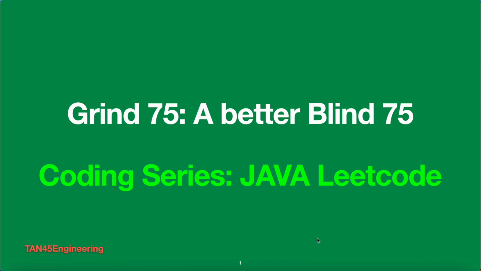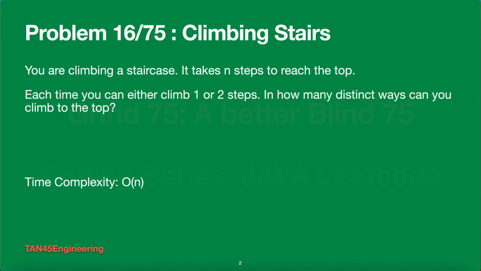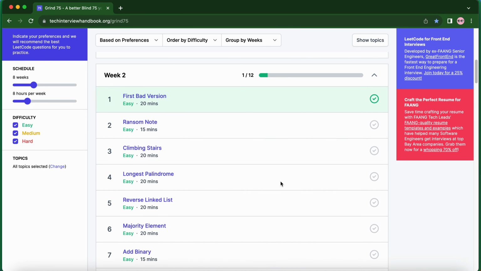We are here with yet another video in our Grind 75, a Better Blind 75 coding series. Today we are at our 16th problem out of 75, climbing stairs. We have to figure out the total number of ways that we can climb stairs based on the number of stairs. Okay, let's jump into the problem and start solving.